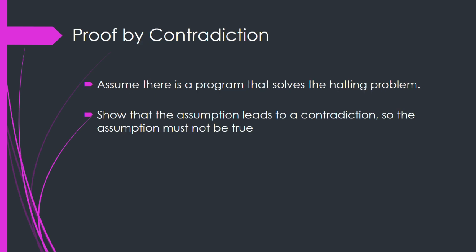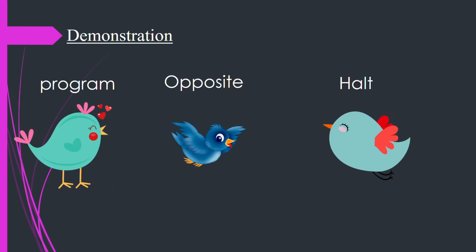Okay, for explaining this, we need to prove by contradiction: assume there is a program that solves the halting problem, then show that the assumption leads to a contradiction, so the assumption must not be true. Here we build a scenario where we have three birds. First, a mother bird which has a sweet whistle, and we name this bird the web program. Second, another bird named opposite, a child bird of that mother, and we don't know whether it can whistle or not. Third, another bird named halt, which we assume is a teacher for checking the programs.